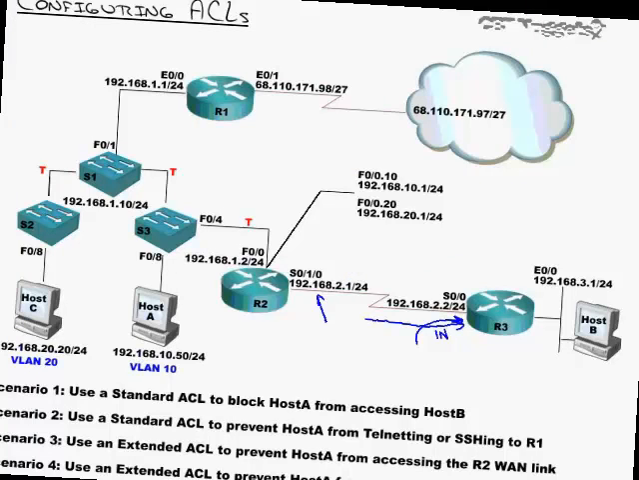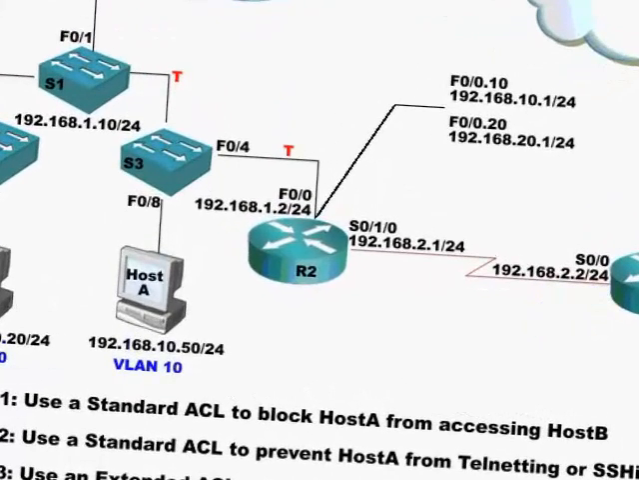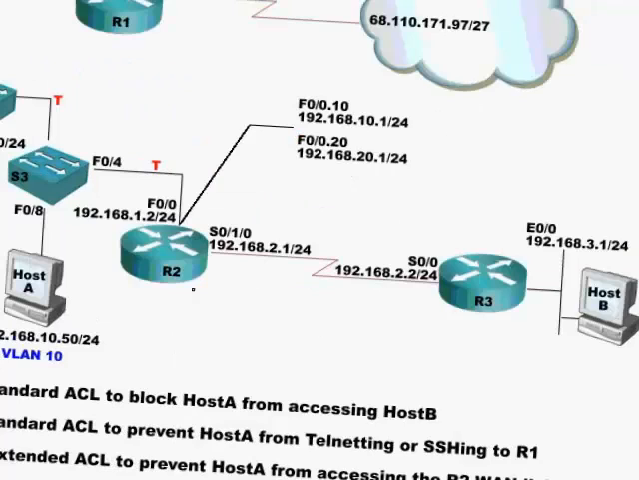The first scenario is use a standard access list to block host A from accessing host B. So we're going to block host A from host B. Host A is not allowed to go to host B, and you can see the path that it takes. And the IP for host B is going to be .50.